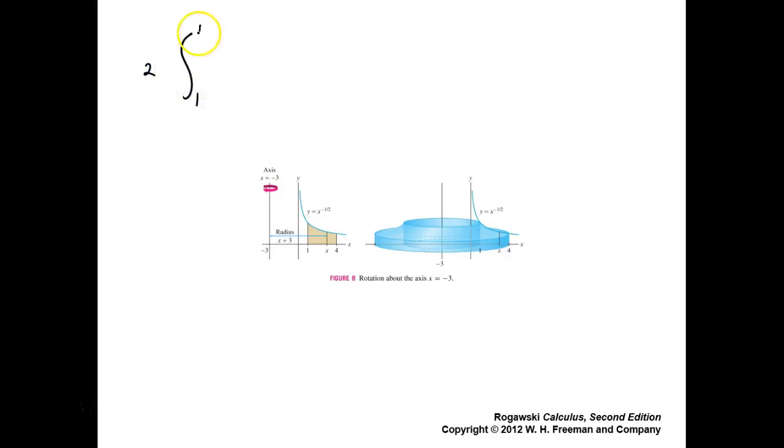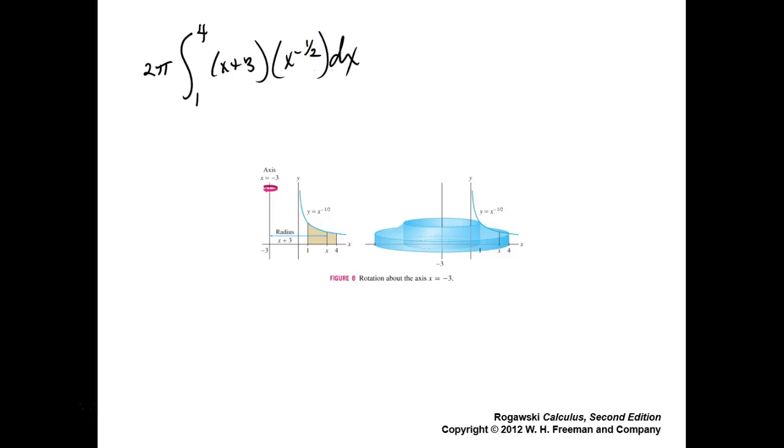1 to 4. And you're using that on x, so this is going to be a dx, which is also the thickness of the shell. 2 pi on the outside, that's from the circumference. Your radius is now not x anymore. You're not revolving around the y-axis. You're revolving around that. So that would be x plus 3. And then your height is your y function, which is x to the minus 1/2.